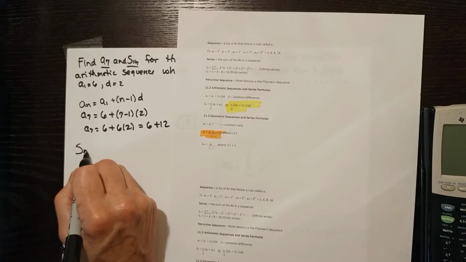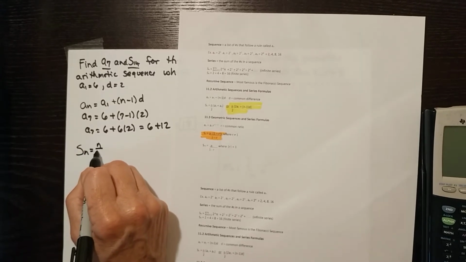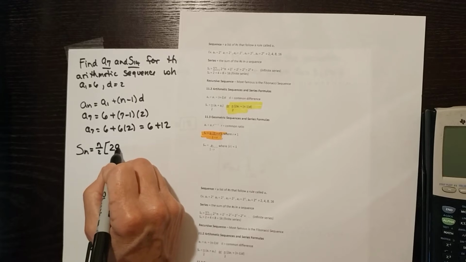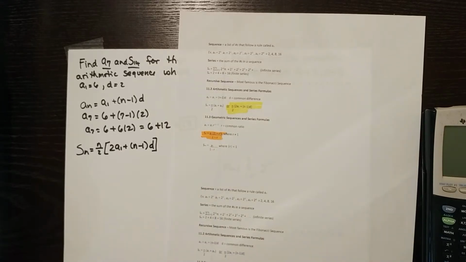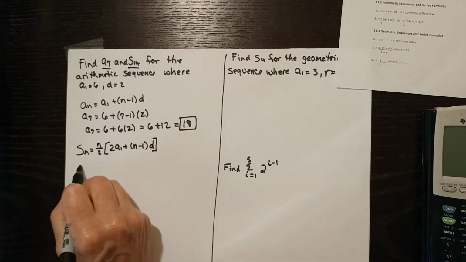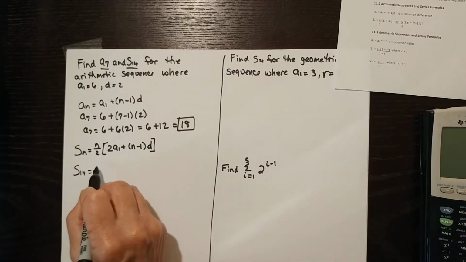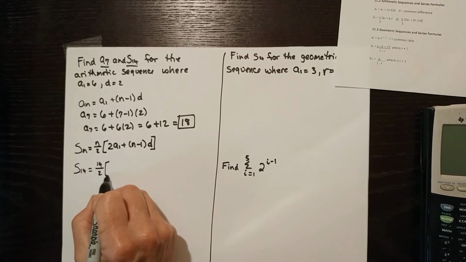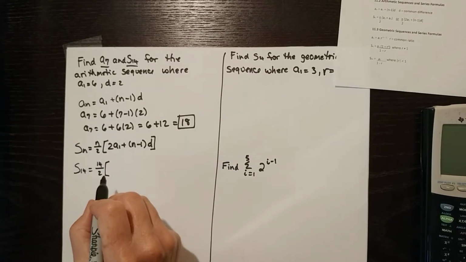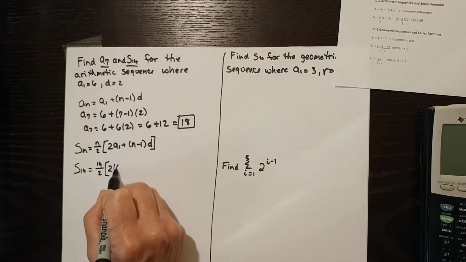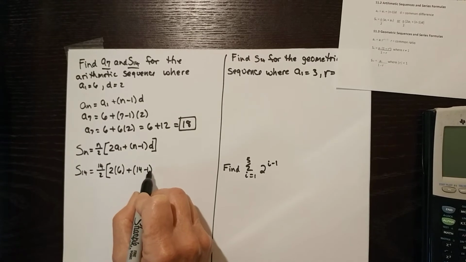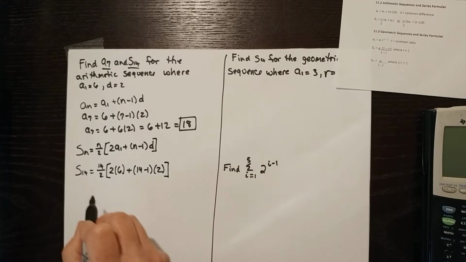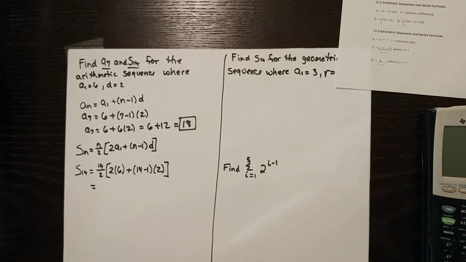So s sub n is equal to n over 2 times 2 times a sub 1 plus n minus 1 times d. And what I need to find is s sub 14, the sum of the first 14 terms. So it goes like this. S sub 14 is equal to 14 divided by 2, because this time n is 14, times 2 times a sub 1, which is 6, plus n minus 1, so 14 minus 1, times the common difference, which is 2.